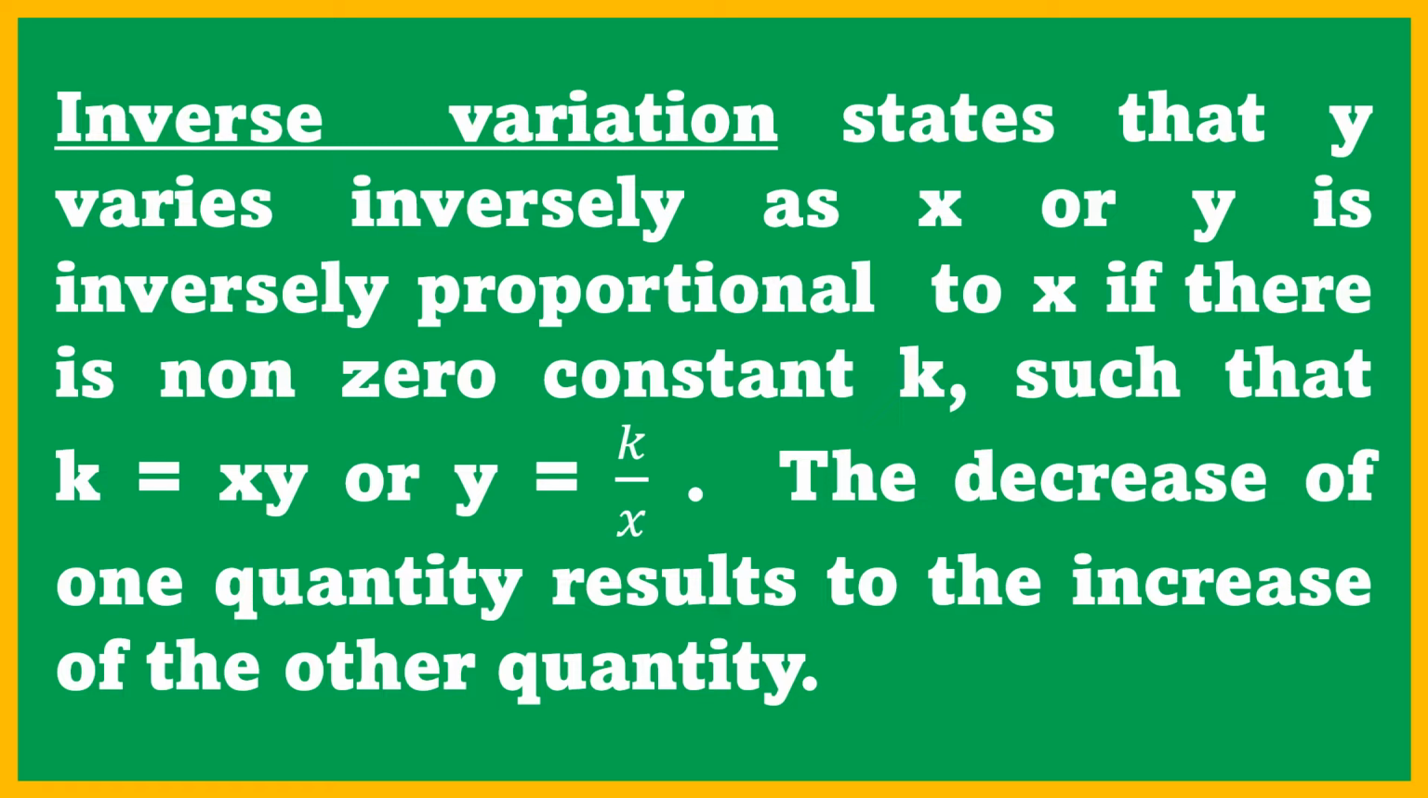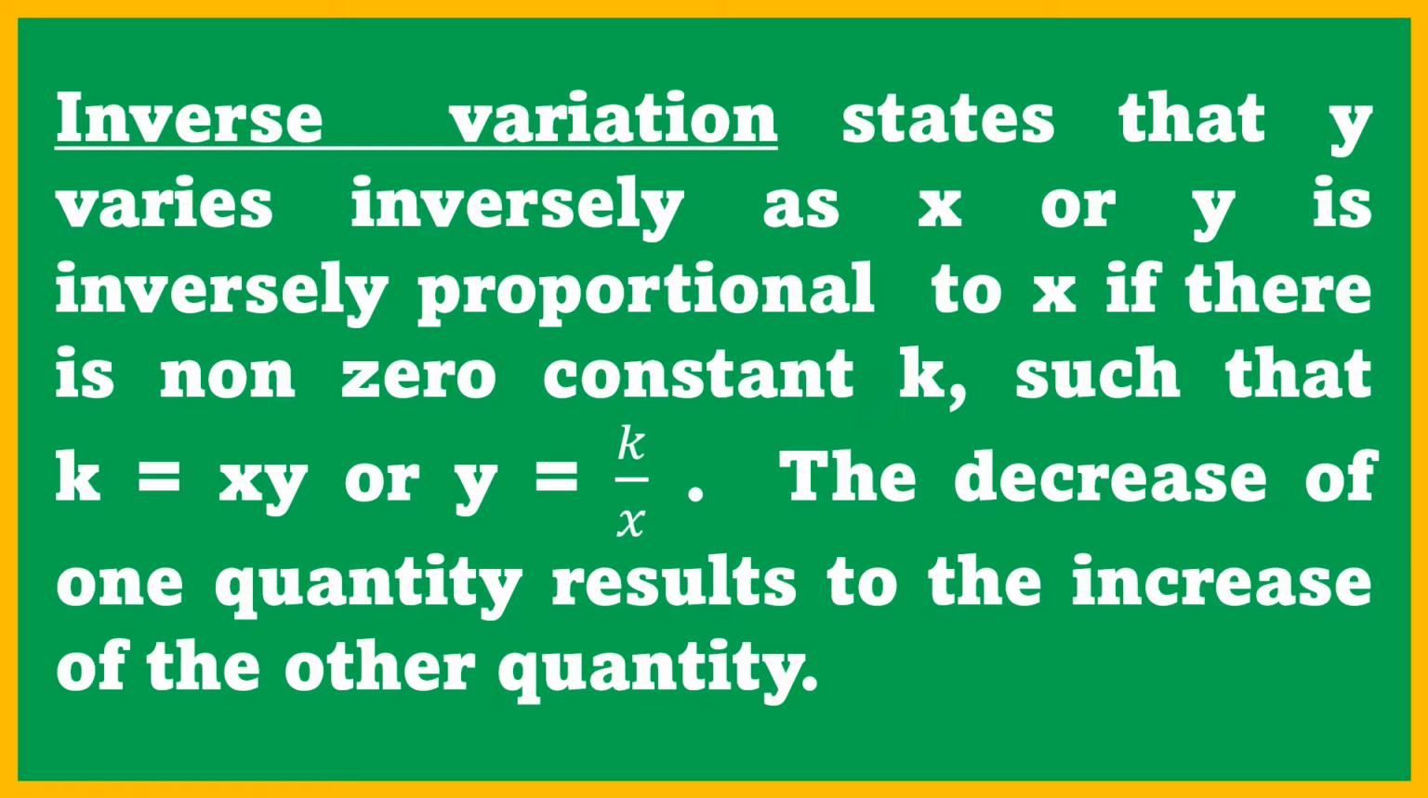So, kaya siya tinawag na inverse variation dahil habang lumalaki yung isang quantity, bumababa naman yung isang quantity. So, magkabaligtad yung effect ng inverse variation. Habang tumataas, bumababa. Habang bumababa, tumataas. So, yun yung inverse variation.